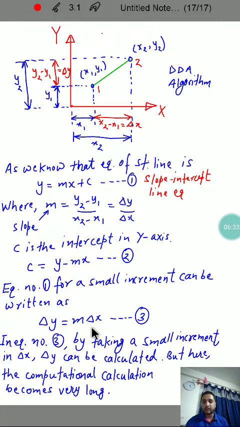If we are taking a small increment in delta x, suppose 0.1, 0.2, 0.3, and if we know the slope of our line, that is y2 minus y1 divided by x2 minus x1, then easily we will calculate delta y. But this is a lengthy procedure and it requires a lot of computational calculation. So in order to simplify this algorithm, let us understand how we will solve this problem so that we don't need a lot of computational calculations.